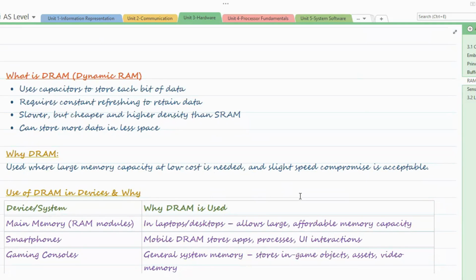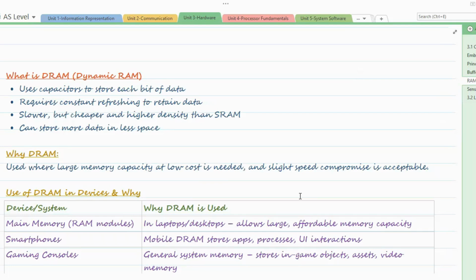However, capacitors gradually lose their charge. Because of this, DRAM must be refreshed repeatedly to maintain stored data. This continuous refreshing gives DRAM its name, dynamic RAM, right? And if you talk about characteristics of dynamic RAM, that is DRAM, it is cheaper than SRAM, but it is also slower than SRAM, higher storage density, and it requires regular refreshing.